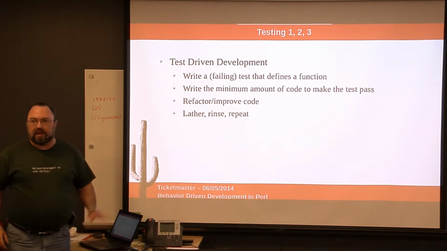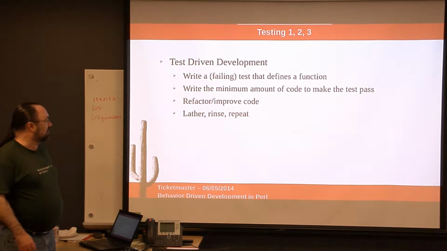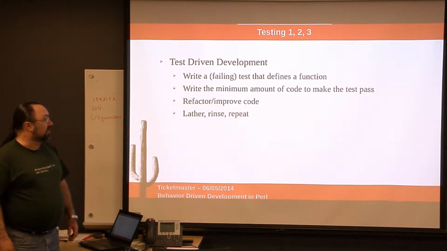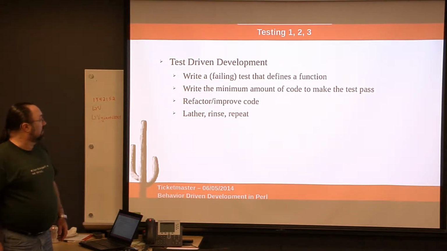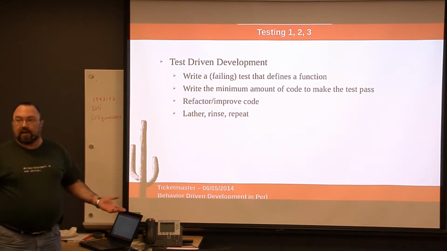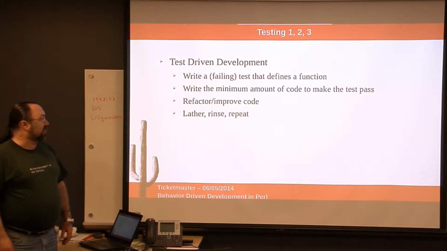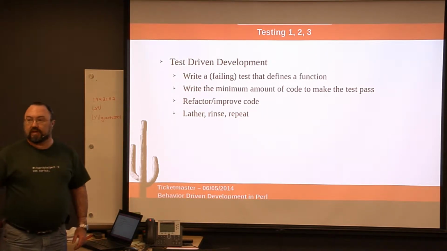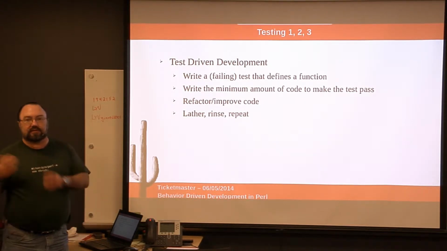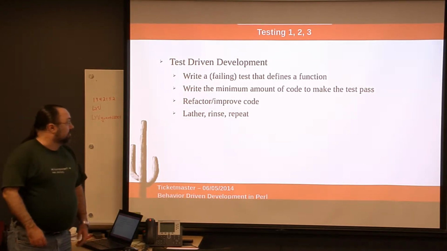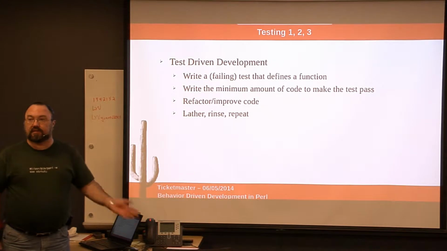Before BDD, we had TDD, which was test-driven development. You would write a failing test that defines a function. Then you would write a minimum amount of code to get that test to actually pass, and then you would refactor, improve the code, and keep going through that process. As you needed new features, you'd add new tests and then new code. So far, does that make sense to everybody?